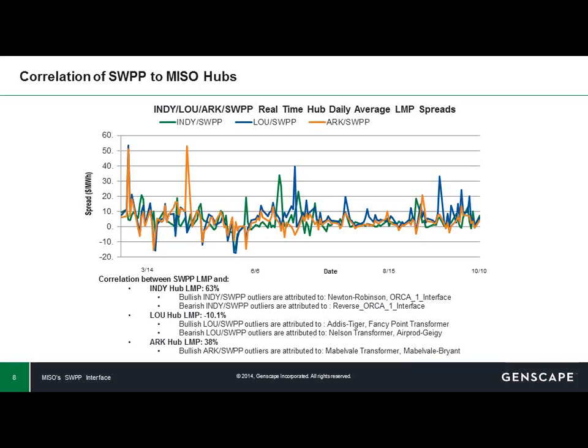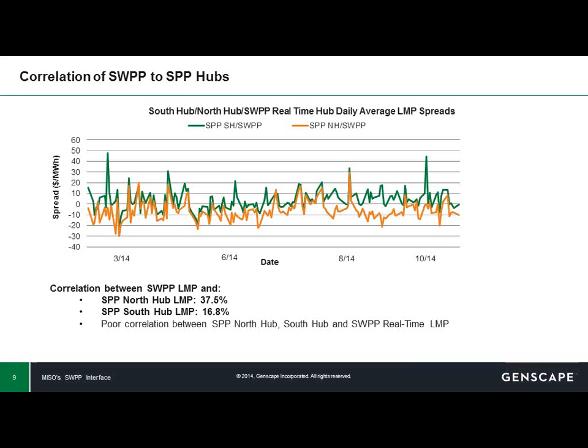We also looked at the SPP North, SPP South hub versus the Swpp daily average LMP. And the correlation was 38% for the SPP North versus Swpp, and 17% for the SPP South hub versus Swpp. Again, the correlation is weak between SPP North hub, South hub, and Swpp.